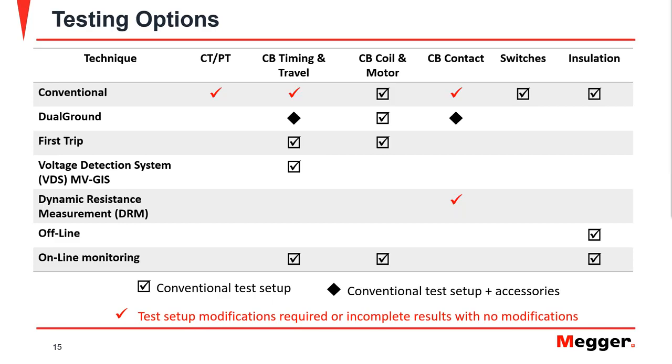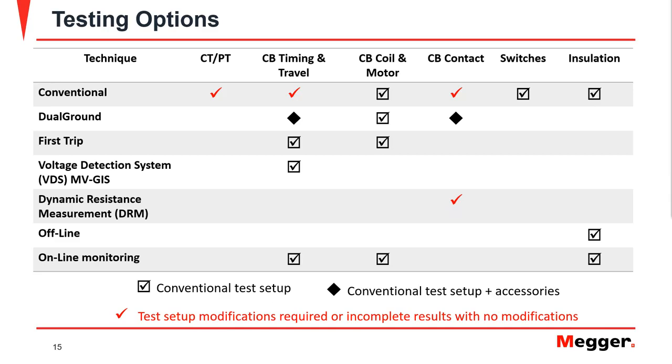Here we have the CTs and PTs. For example, you can test them with test setup modifications, or you would have incomplete results if you don't make modifications, and we're going to see about that. For circuit breaker timing and travel, you can still use the conventional method, but again, you need to modify your setup. You need to remove the links, or you may not get all of the results that you want because everything is grounded. You could still get travel and the coil current and all of that, but not the actual main contact timing. And then there's the conventional test setup, the one with the check mark, where you can do the test without any problem and still get the results easily without any modifications.